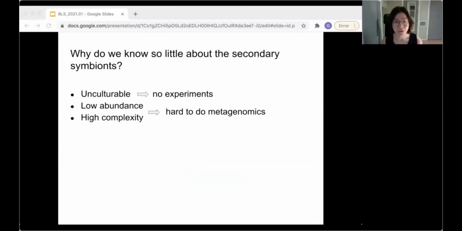A usual alternative would be metagenomics. Metagenomics gives us a set of methods to study microbial communities by sequencing intact samples. So this way we don't have to separate individual lineages, we can get genomes of multiple organisms at once. However, the secondary symbionts in the lichens are present in such low abundance that it's really hard to get enough data from them. And in addition to that, lichen symbiosis is so complex that the resulting metagenomic data is really hard to deal with.